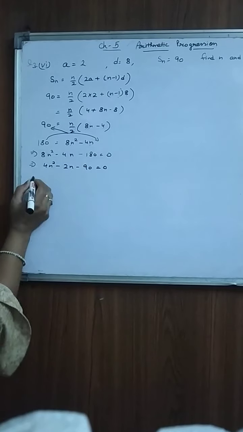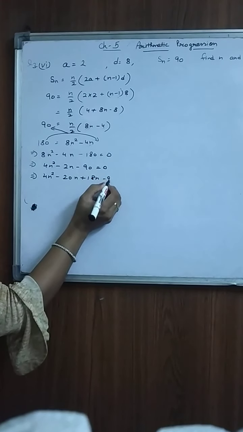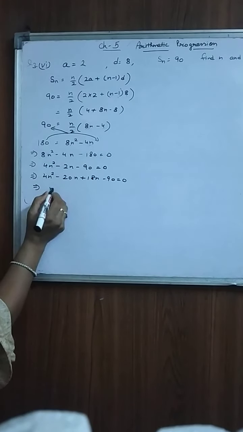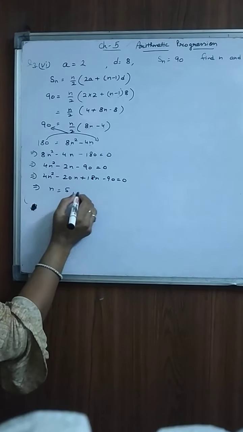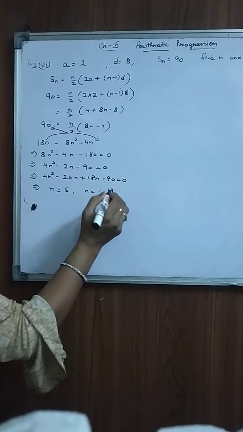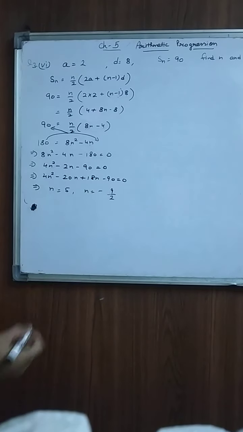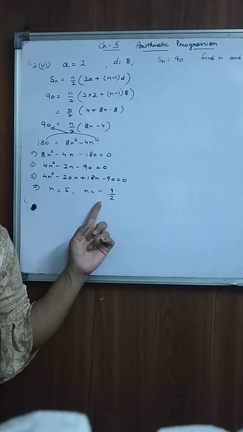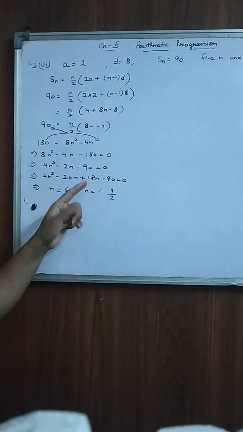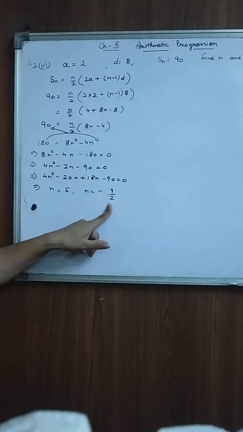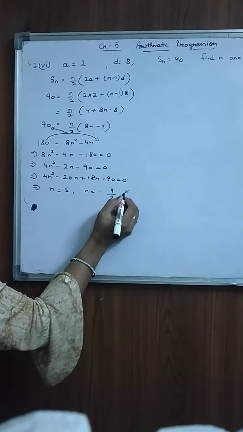Now here I am getting the factors. Minus 20n plus 18n minus 90. By solving you will get the n value equal to 5 and n value equal to minus 9 by 2. You just tell me, is it possible that the number of terms is negative and in fraction? I hope we have discussed earlier also in the previous exercise. The number of terms can never be negative or in fraction. Only the nth term can be. So this value will be rejected.